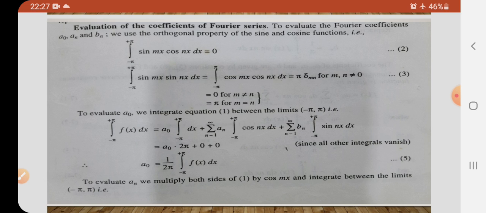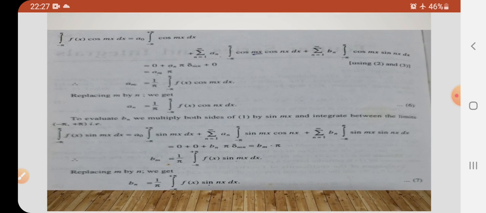Okay, similarly we evaluate the coefficients a_n and b_n. So first, to evaluate coefficient a_n, we multiply both sides of equation 1, f(x), which we have written in the first slide, by cos mx and integrate between the limits minus pi to plus pi. So we can write this by multiplying the equation on both sides by cos mx and integrating between the limits minus pi to plus pi.